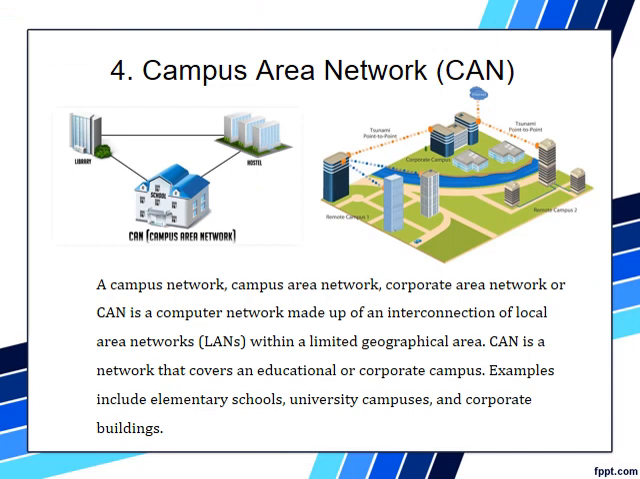Next one is campus area network, CAN. A campus area network, campus network, or corporate area network, or CAN, is a computer network made up of an interconnection of local area networks within a limited geographical area. CAN is a network that covers an educational or corporate campus. Examples include elementary schools, university campuses, and corporate buildings.